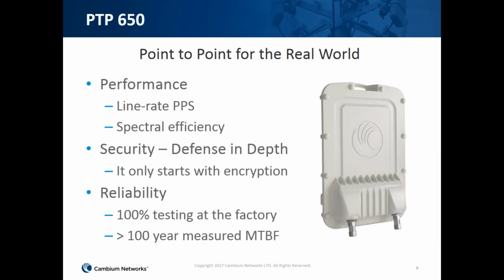We'll talk about the 650 next. This is the flagship of the point-to-point portfolio. Really what you think about with the 650 is it does line rate packets per second, which means whatever size packet or combination of packets you throw at it, it will be able to handle that. It's around 850,000 packets per second.